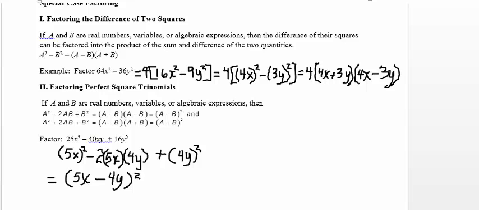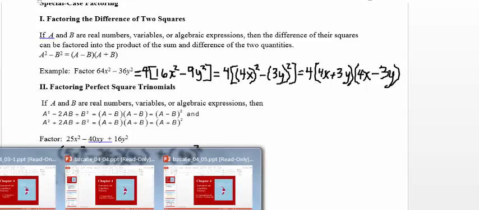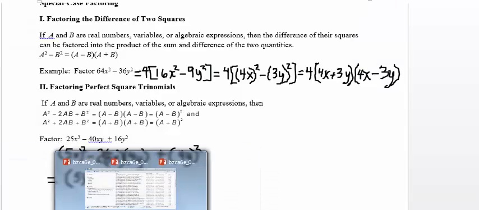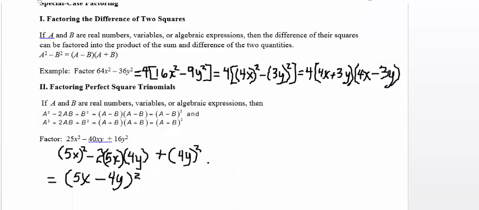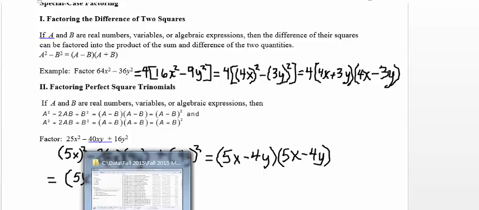So if you were to actually square this out, and squaring it out would actually mean that you're multiplying 5x minus 4y times 5x minus 4y. And you would use the distributive property twice to multiply that out.